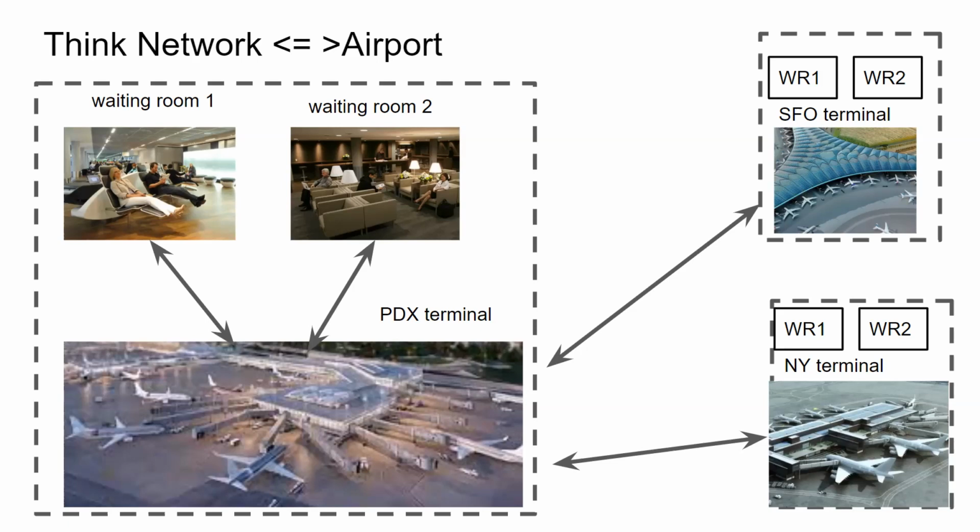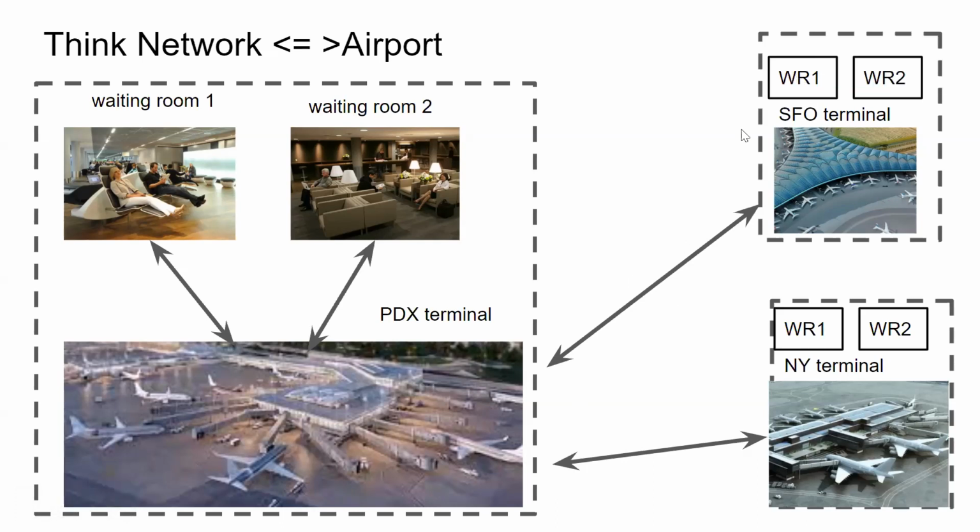A network, we can also think of it as a huge airport system. So we've got the terminals, which is the main area, and there are multiple other terminals, and of course you can use airplanes to go to any terminal. And there are also the waiting rooms, and inside these waiting rooms you've got passengers. So if a passenger in, let's say, waiting room 1 wants to go from waiting room 1 in the PDX terminal to waiting room 1 in the SFO terminal, then this person would go to the PDX terminal, fly over here, and then go to waiting room number 1.